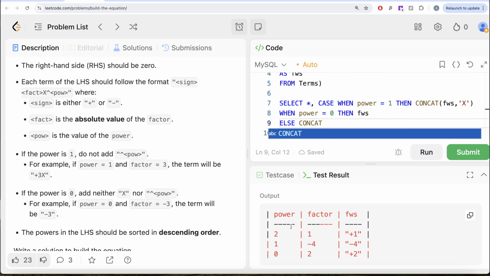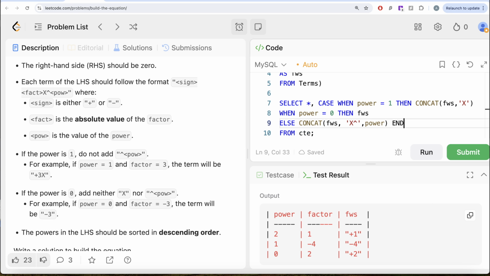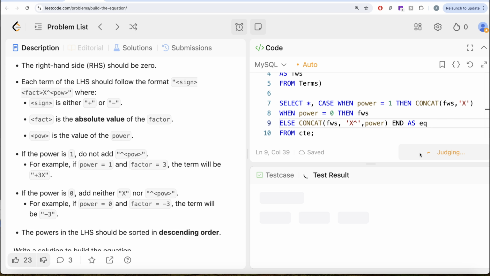So for example, for this, it should be plus 1 x to the power of 2. So concatenate factor with sign, then x to the power, and then it should also be concatenated with the actual power that we have, right? So as power, and let's give it any alias, let's call it eq. Let me go ahead and run this. Let's see what do we get in our output.